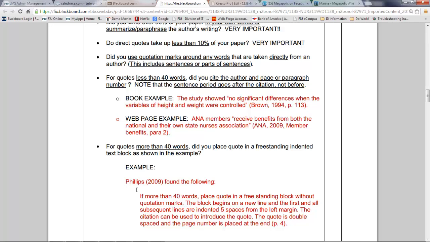The reference page is a separate page. This is not a continuation of the body of the paper. So even if your paper ends halfway through the last page, the reference page should be found on the next page. The word Reference: if you have one reference, you say Reference. If you have more than one, then you say References.